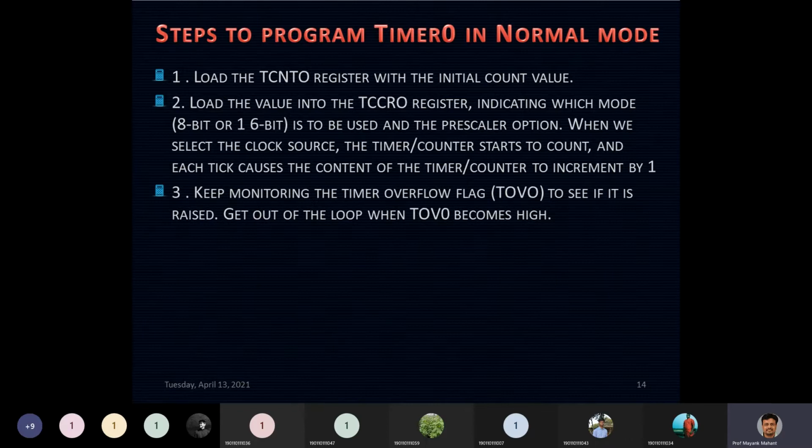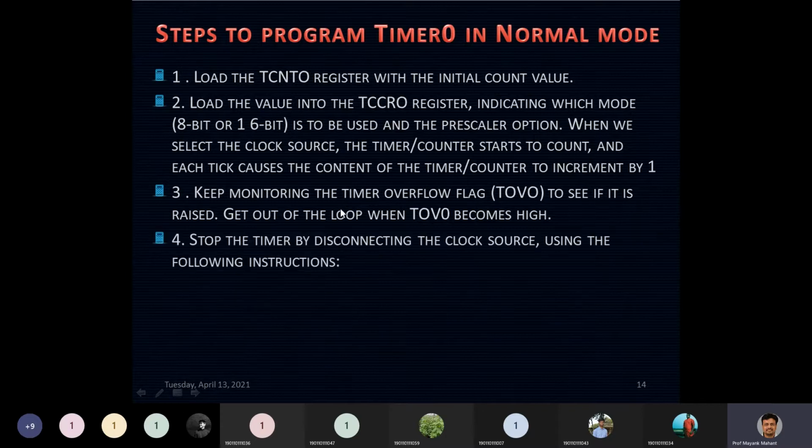The third step is to continuously monitor the TOV0 flag to see if it is raised or not. We need to get out of this monitoring loop when it reaches 1, that is, when it is set to 1. The fourth step is to stop the timer by disconnecting the clock source. Providing 000 in your TCCR register will stop your timer, as the clock source is disconnected.